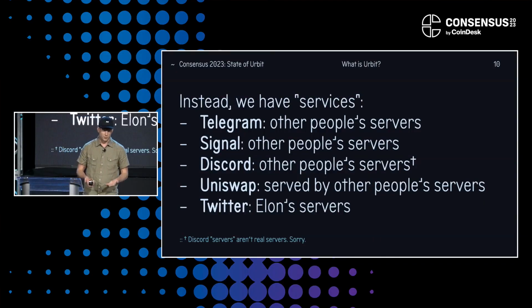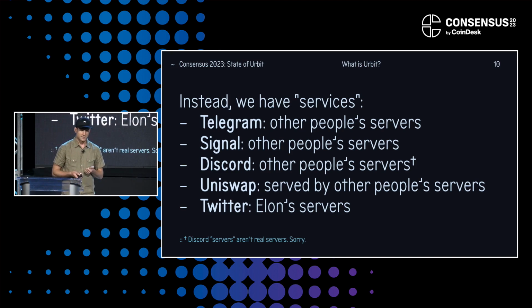I want to keep this focused on Web3, but to illustrate the point that Web3 relies totally on services that are not owned by the people that use them. Telegram, other people's servers. Signal, other people's servers. Discord, okay, they call them servers. They're not servers, not in the sense that they explain them to be. Uniswap, also other people's servers serving a front end. Twitter is now Elon's servers. None of these things are yours.